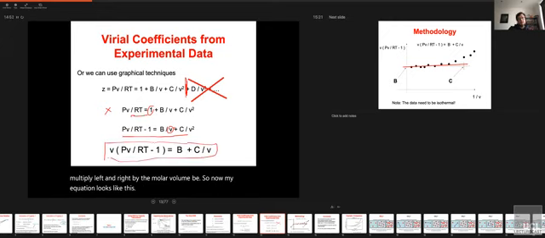So now if you collect experimental data, what you can do is plot on the y-axis this amount.